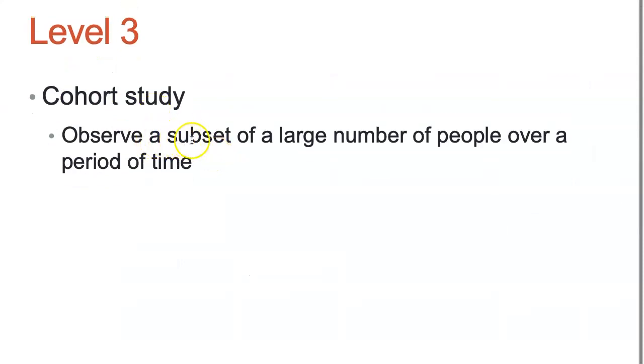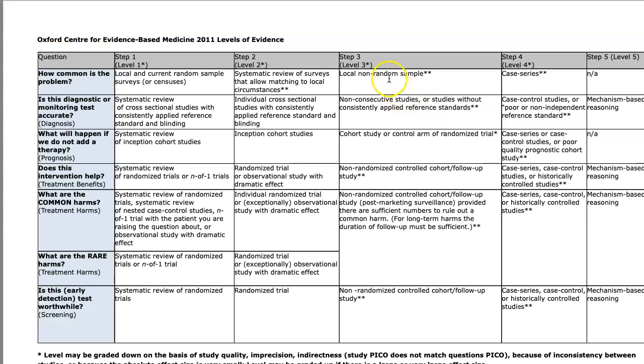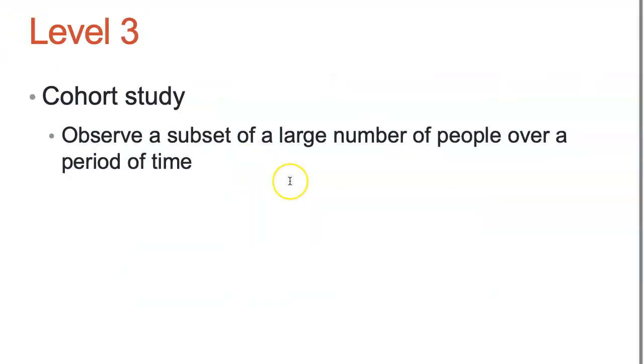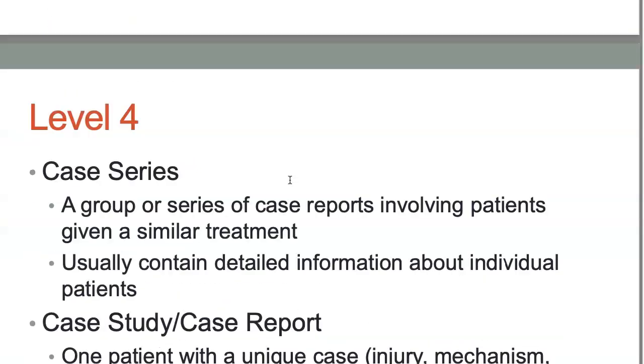Cohort, observe a subset of a large number of people over a period of time, or they can be a non-local random sample, non-consecutive studies, studies without consistently applied reference standards, cohort studies, non-randomized controlled cohort. So these are studies that typically don't have any kind of randomization in the selection of participants or placing people into the experimental groups.